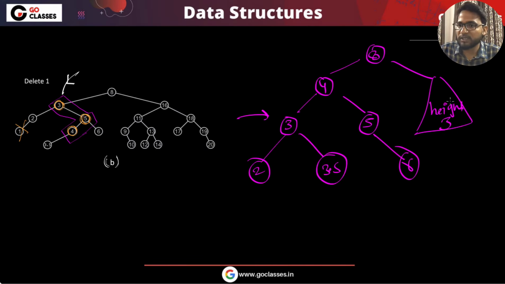This height is 2. This height is 3. So yes, 2 minus 3 is minus 1. So 8 is, fortunately 8 is balanced. But it may so happen 8 is imbalanced. Okay. So I cannot just write away stop. I hope you got it, right? So this B is also very easy to convert to a balanced tree after deletion of 1.